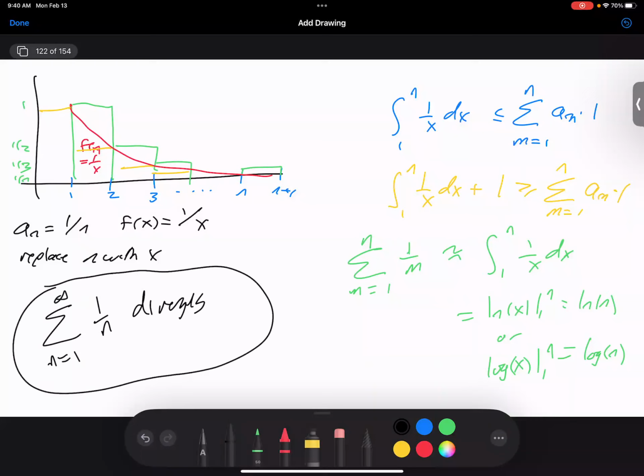So when you're looking for a go-to example of a series that diverges, this is one of the ones you should think of.